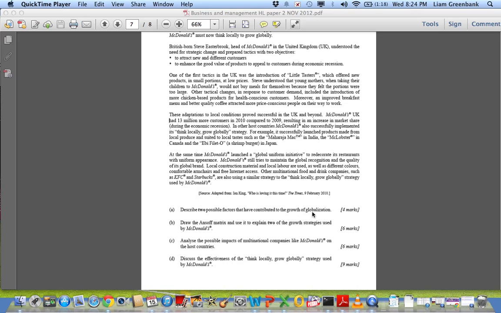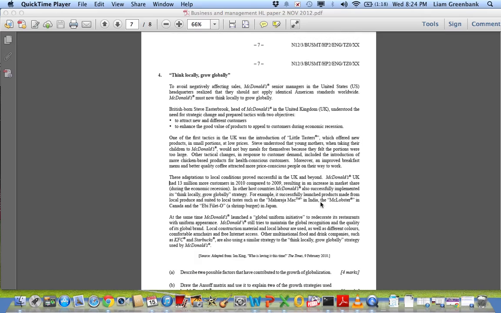So here it would be globalization. Here you're basically defining Ansoff's matrix by drawing it anyway. Here it would be multinational companies, which obviously we haven't fully covered yet. There's another topic on that. And here there isn't really one other than strategy. So you could talk about how strategy is long term. Okay.